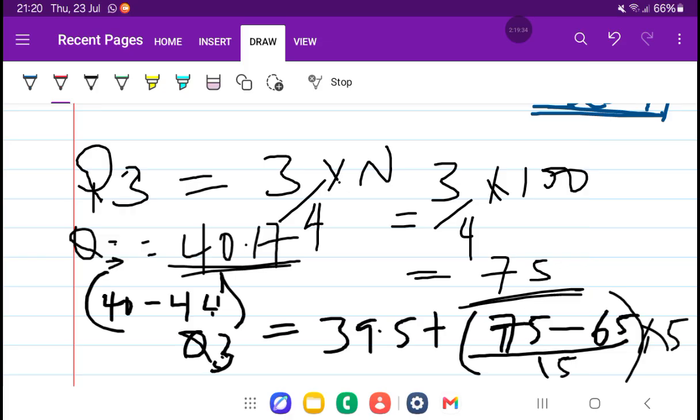I hope we are okay with what we have seen today. And in the next video, I want us to look at the mean deviation, and then we finalize the measures of dispersion.